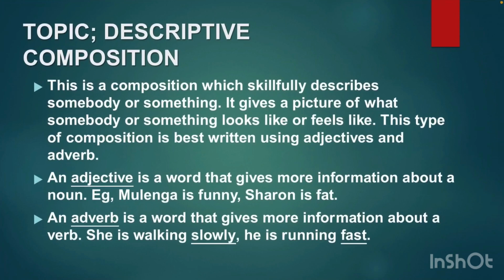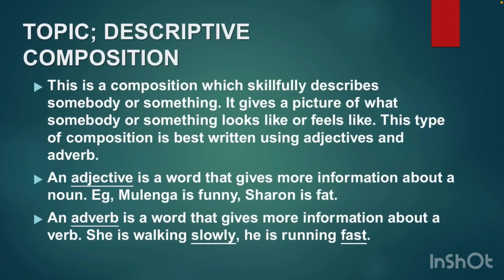I want you to target 4 compositions in section A: argumentative composition, narrative composition, descriptive composition, the one that I'm about to teach you, and letter writing. Once you know these 4 types of composition, try to know them by heart. Once you know how to write these 4, it will be very easy for you to choose a question from section A.